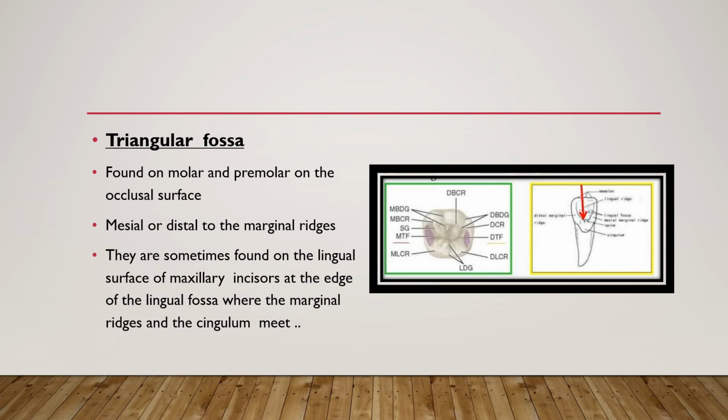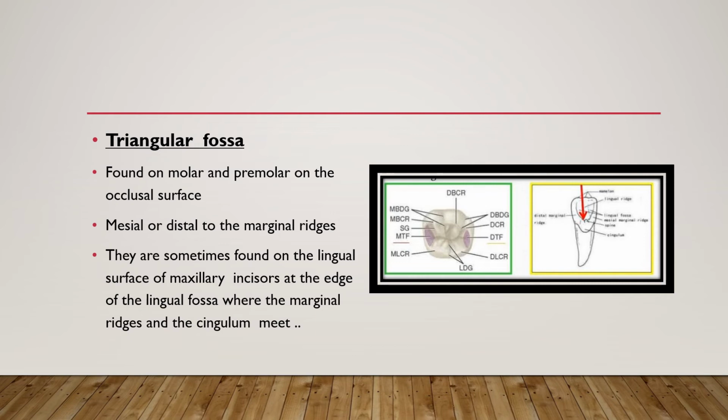Now let's talk about triangular fossa. Triangular fossa is found on molars and premolars on the occlusal surface. So कहाँ मिलेंगे triangular fossa, हमें कहाँ मिलता है? Occlusal surface of molar and premolar, and they are either present mesial or distal to the marginal ridges.